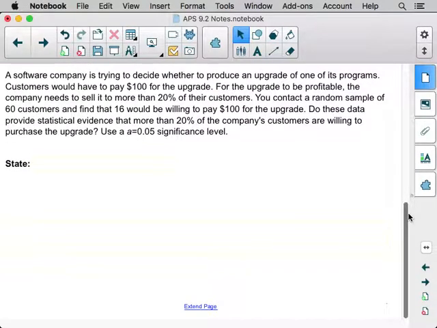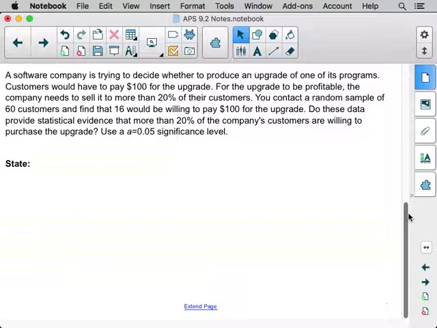A software company is trying to decide whether to produce an upgrade of one of its programs. Customers would have to pay $100 for the upgrade. For the upgrade to be profitable, the company needs to sell it to more than 20% of the customers. You contact a random sample of 60 customers and find that 16 would be willing to pay $100 for the upgrade. Do these data provide statistical evidence that more than 20% of the company's customers are willing to purchase the upgrade?